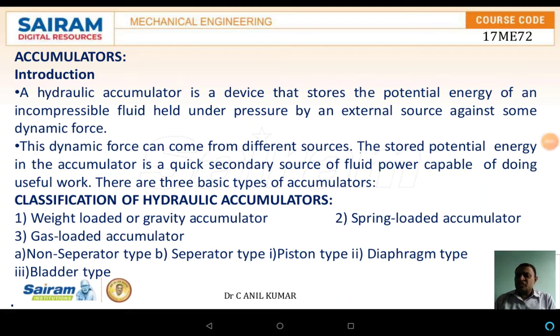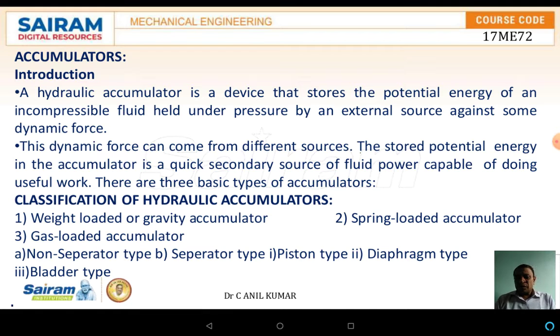Welcome back for the sessions on accumulators. As we know, accumulators are devices that store potential energy. Here in this case, it is storing the potential energy. There are some examples where even kinetic energy can also be stored. The best example for that is the flywheel.